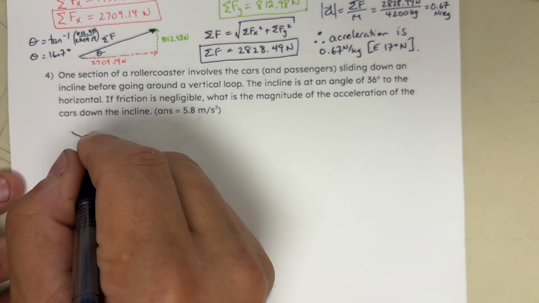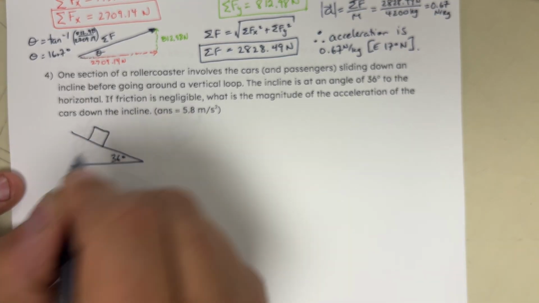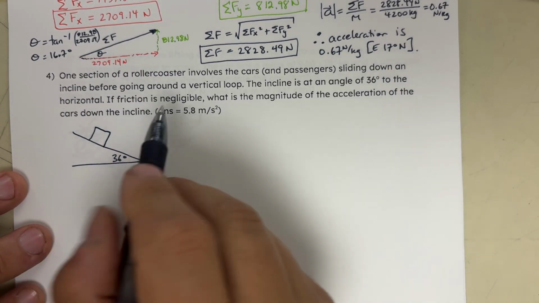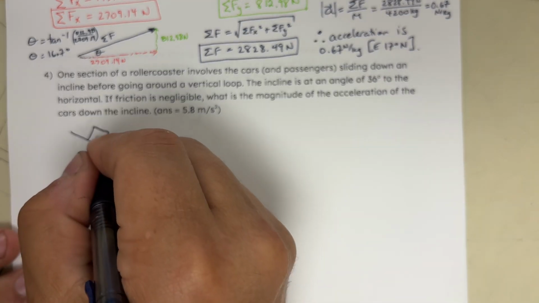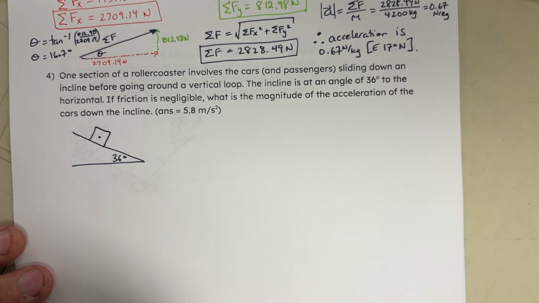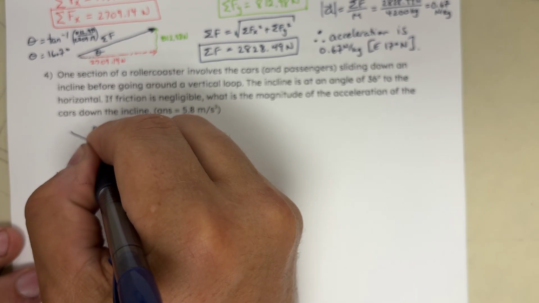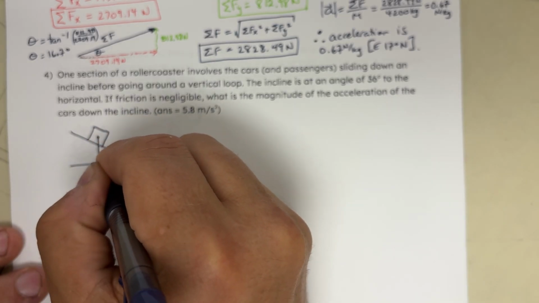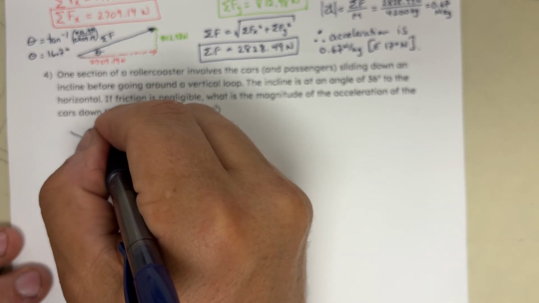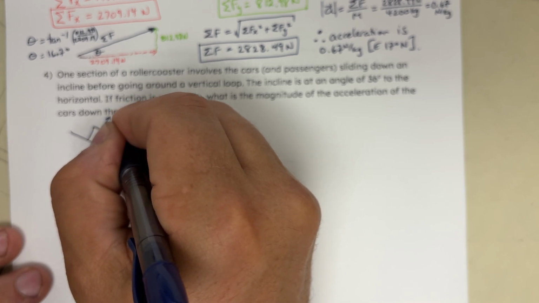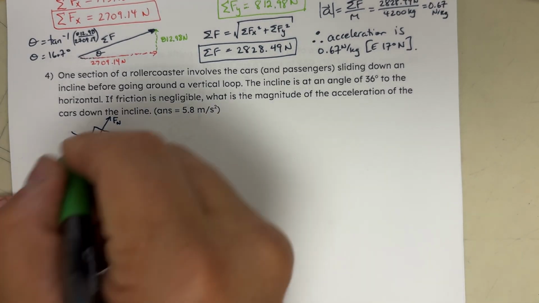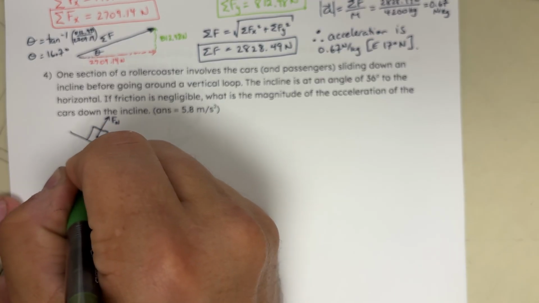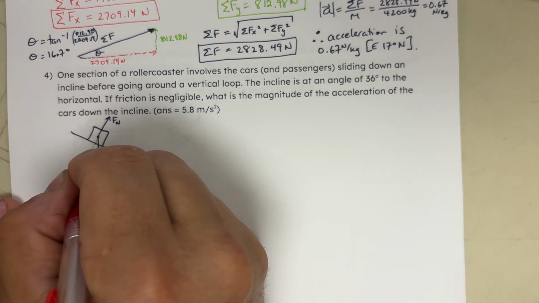When I draw my free body diagram, which is going to basically involve my cars and passengers all together, it will be on this incline, and we have to talk about some forces that are acting on it. Now, friction is negligible. We always are going to have gravity. So this is my Fg, and we're going to have our normal force as well. And that's pretty much it. There's nothing else going on here. This is just a gravity coaster. So I will have my two components here and here.